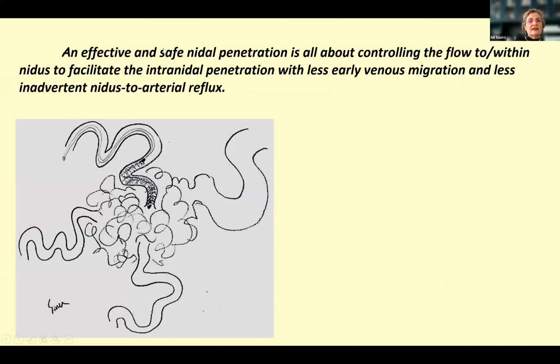We learned that effective and safe nidal penetration is all about controlling the flow to and within the nidus. For example, when we put a single microcatheter, it may go to the venous side early with the flow coming from the other pedicles.